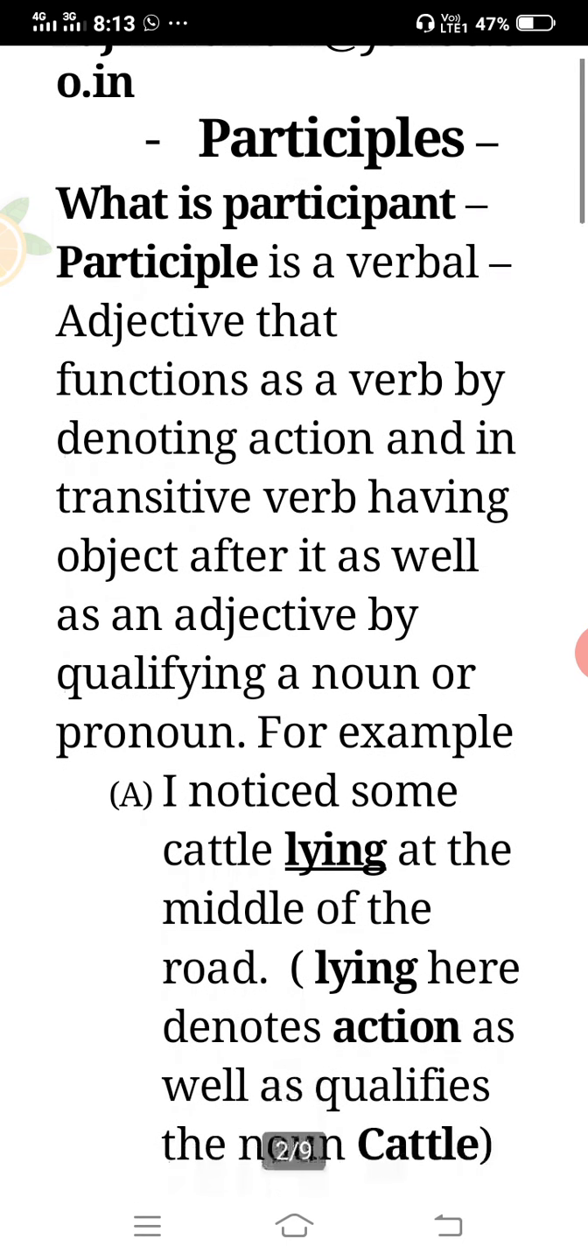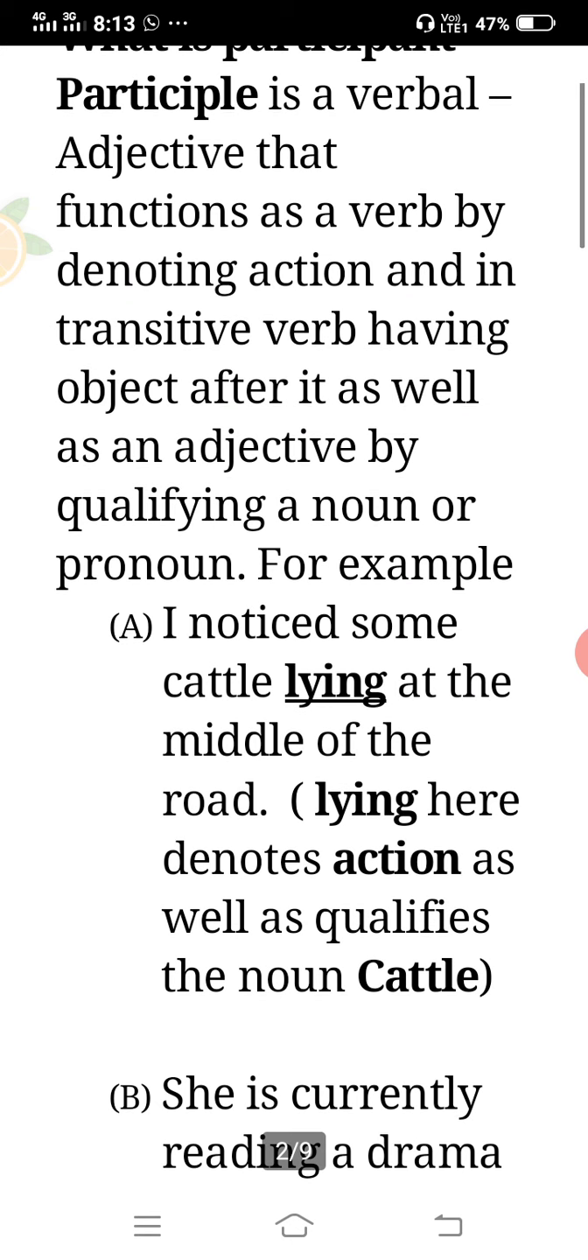Examples for the participles. I noticed some cattle lying at the middle of the road. Here lying is your participle, that is qualifying the noun cattle on one hand, and at the same time denoting action, lying at the middle of the road.